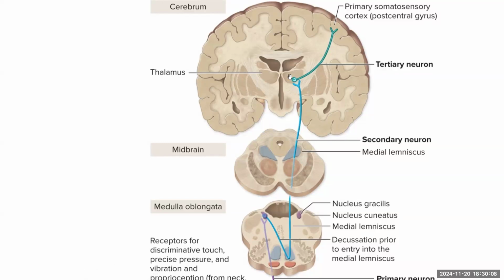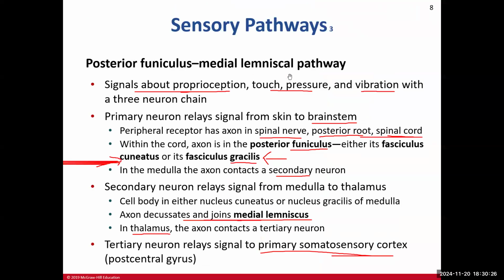And that tertiary sensory neuron is going to send that sensory input information to the primary somatosensory cortex, where you come to the realization that you touched something or something's vibrating, your cell phone's vibrating, whatnot. All right, so keep that in mind. And I failed to mention this too, that the actual secondary neuron does cross over. It does decussate before it enters into the medial lemniscal tract. Okay, so that's the medial lemniscal pathway.